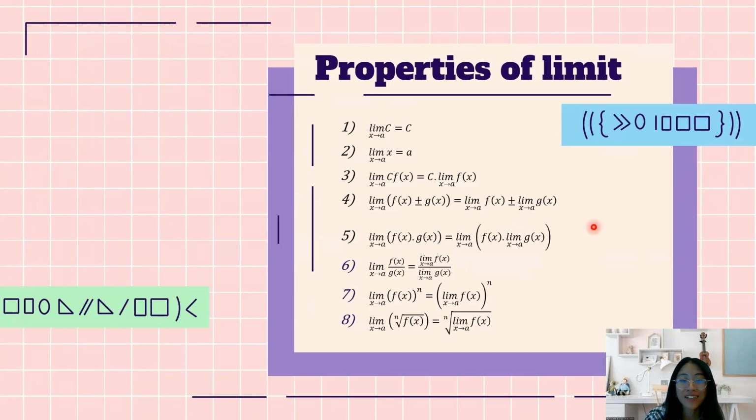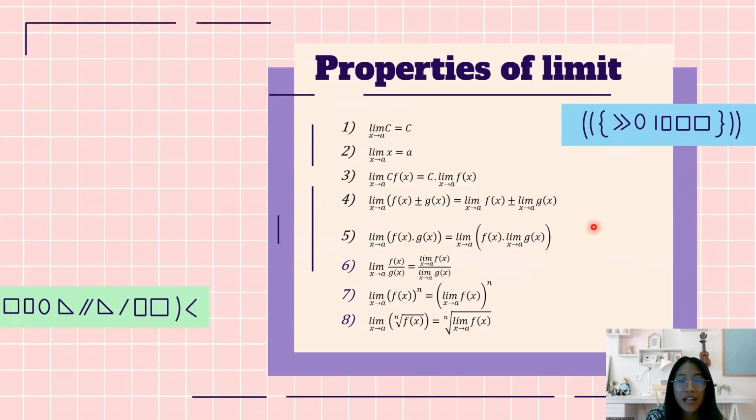So let's go ahead and get into it. This first property here says the limit as x goes to a of some constant c equals just this constant. So essentially, what this means is if you are taking the limit as your variable goes to any number of just some constant number, the result will just be the constant. Essentially, the limit doesn't have any effect on that constant.